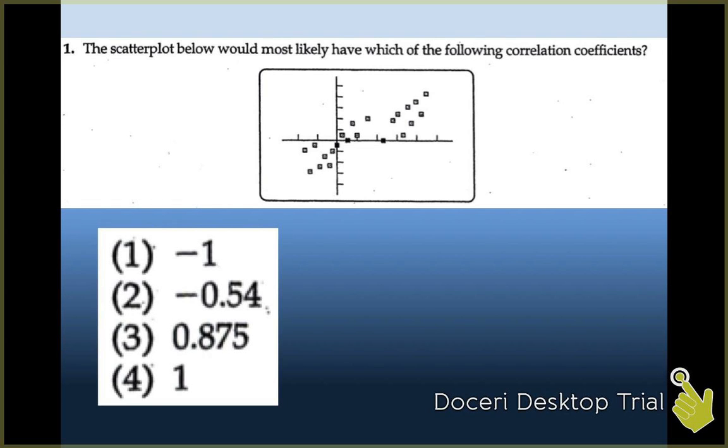Let's look at 3 more examples here. So the scatter plot below would most likely have which of the following correlation coefficients? So we want to know, is the correlation coefficient positive, negative, no correlation? Are they really close to linear? What's going on? So the first thing you want to notice is that your graph is in fact on its way up. It's moving up as you go to the right. So that right away eliminates 1 and 2 because those are both negative. And we can tell that this is positive for sure, so we're down to 3 and 4.